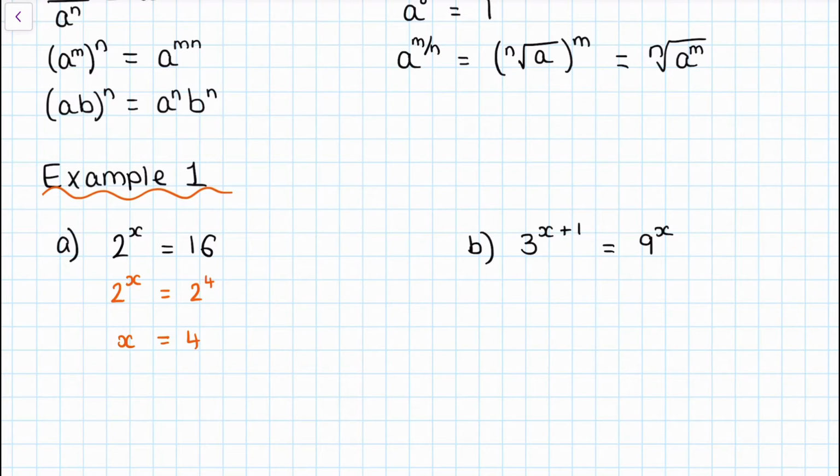B is approached the same way. This time it's a little bit different. So we've got 3 to the power of x plus 1 equals 9 to the power of x. We want the same base, so we want to write 9 to the power of x with a base of 3. 9 we can write as 3 squared, and then we still have the power of x. We then will need to expand that, so 3 to the power of 2x. Now we have the same base, we can equate the powers. So it'll be x plus 1 equals 2x. So x equals 1.